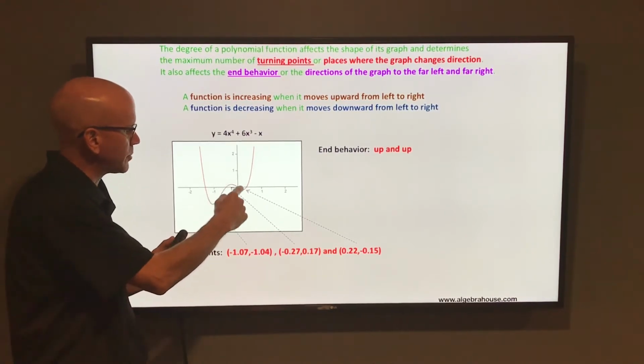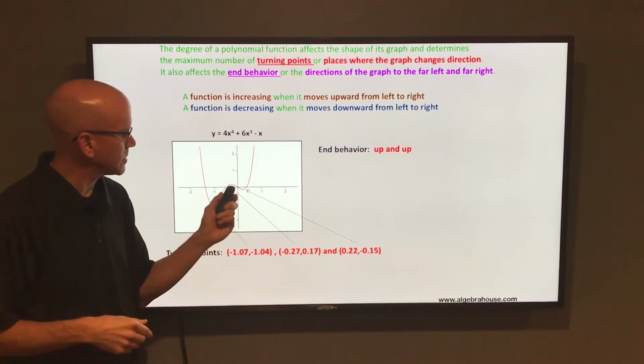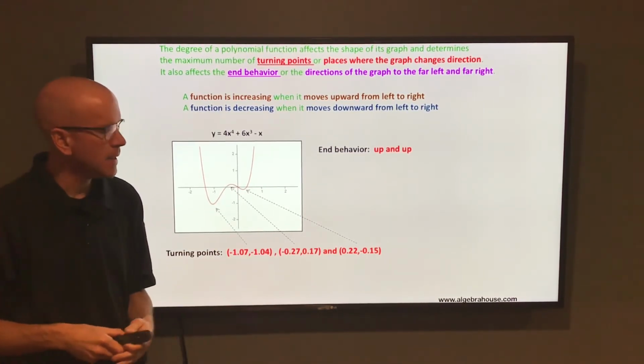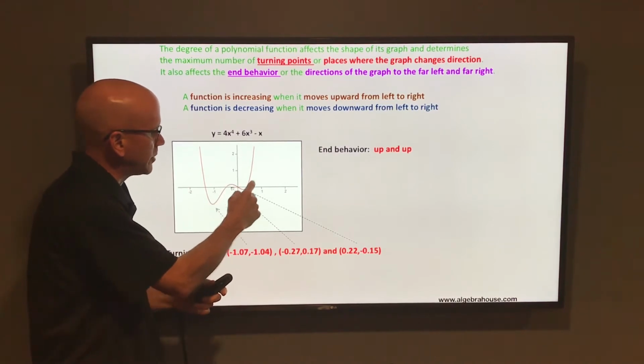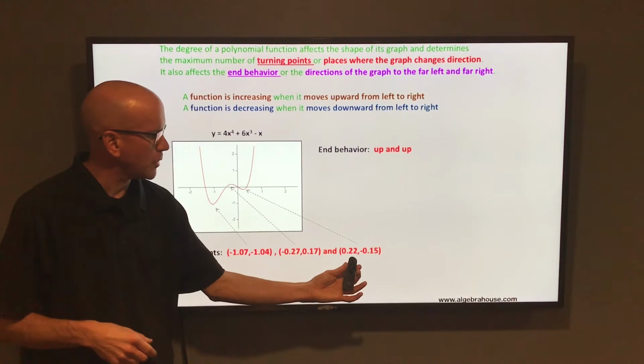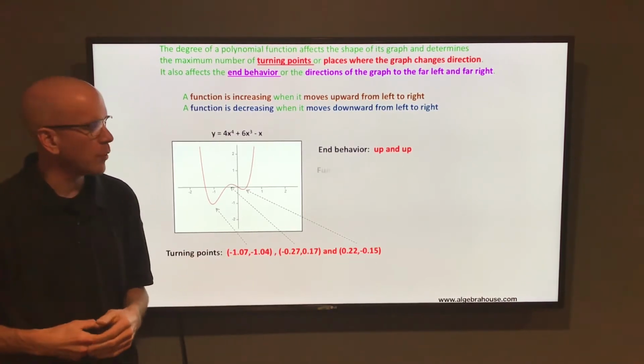And then it goes up and turns direction, starts heading the other way, so that is another turning point right there. Coordinates are negative 0.27 and 0.17. And then over here, it's going down and turns and starts going up again. So there is a turning point right there. Those coordinates are 0.22 and negative 0.15.